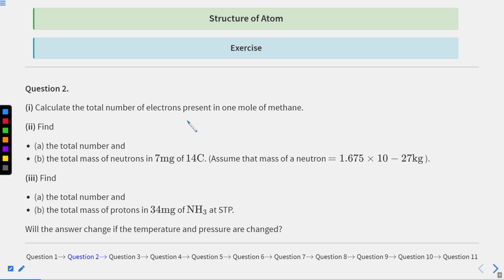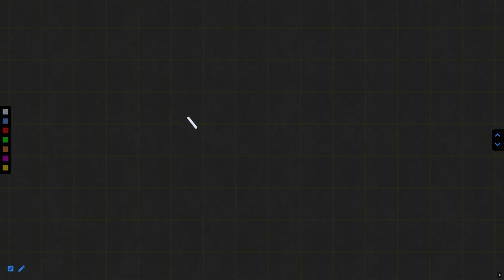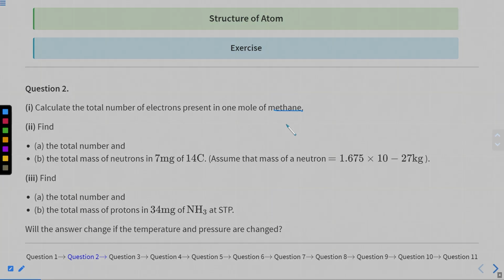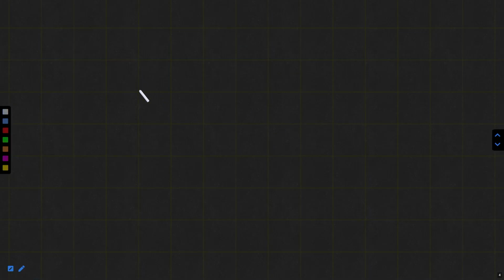So first question, let us see. You have to calculate the number of electrons in 1 mole of methane. So for that, let us first calculate the number of electrons in 1 methane molecule. How will you calculate it? For that, you will simply add the atomic numbers.